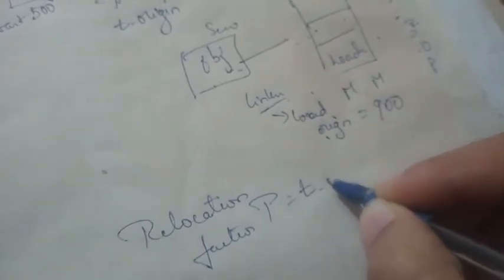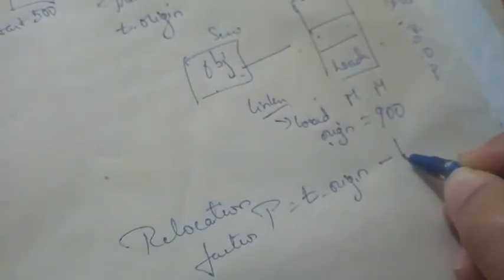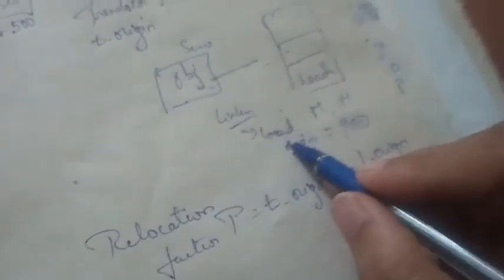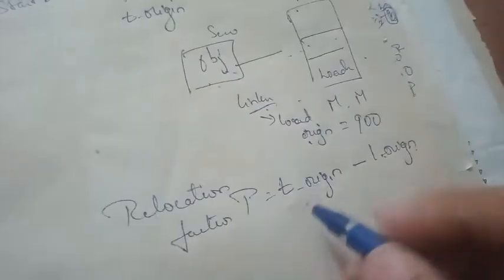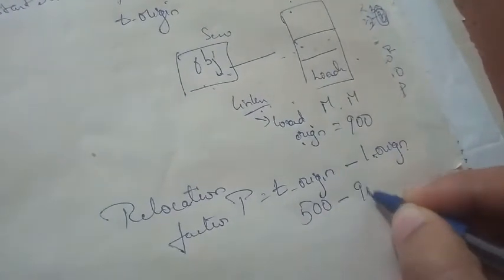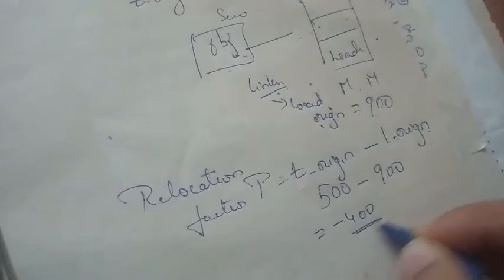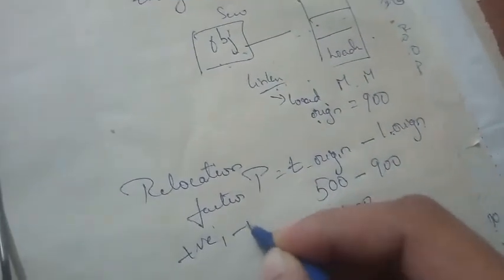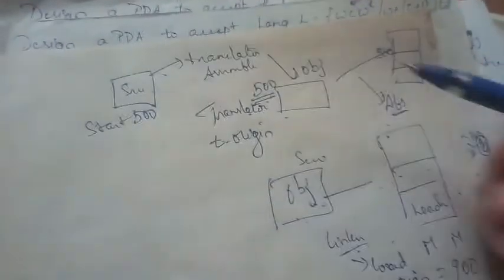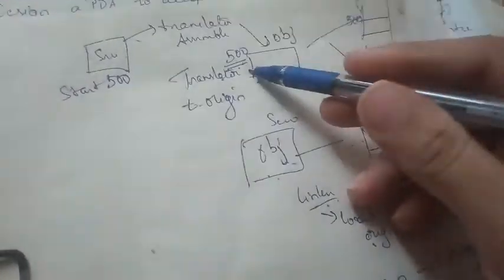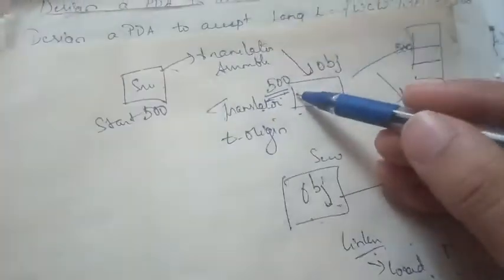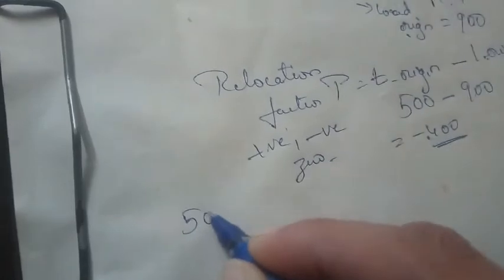Then we need to find out the relocation factor, which is P. It is given as T origin minus load origin. The load origin we get from the linker, because you are loading to a different area. So that is 500 minus 900, so the relocation factor is minus 400. The relocation factor can be positive, negative, or 0, right? So 500 is replaced with 900, meaning 400 is added to the memory location. The first line is 500, the second line is 501, so what will be its relocated address for 501?